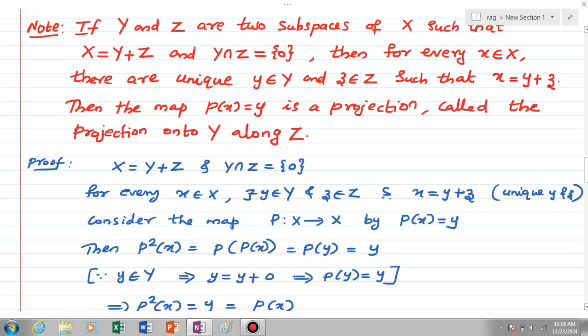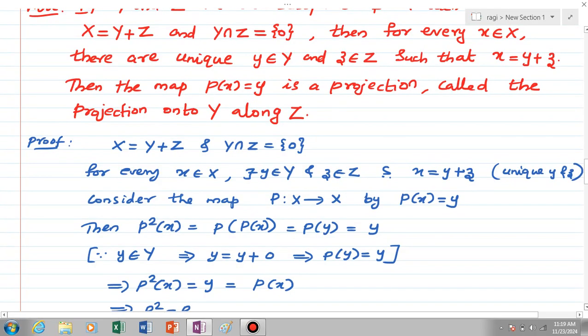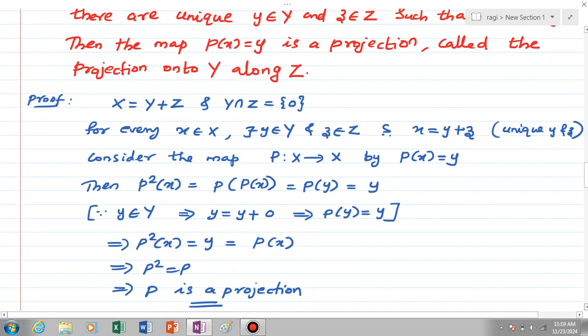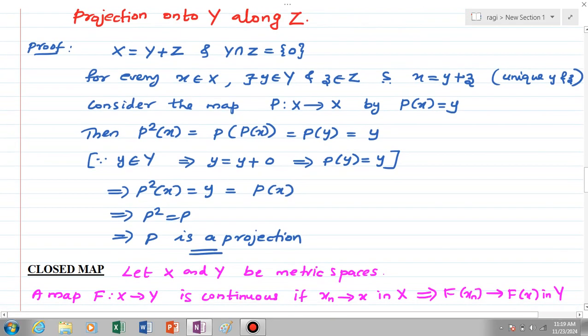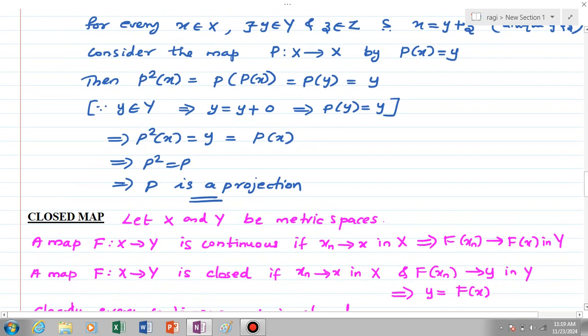So this is the representation of y, and so P(y) is clearly equal to y. So this means that P²(x) is equal to y, and y is clearly P(x). So P² is equal to P. This means that P is a projection, and this projection is called the projection onto Y along Z. Now we have the definition of a closed map.